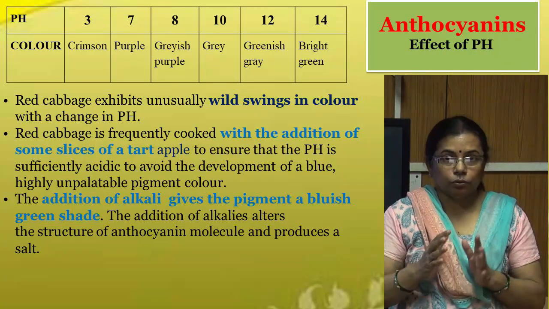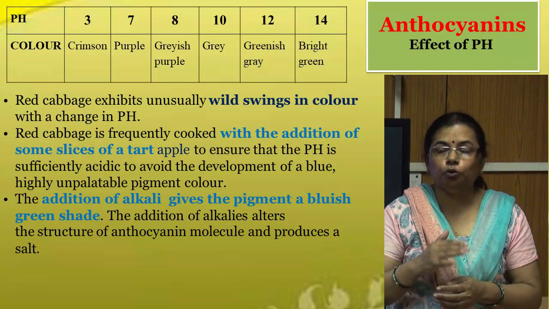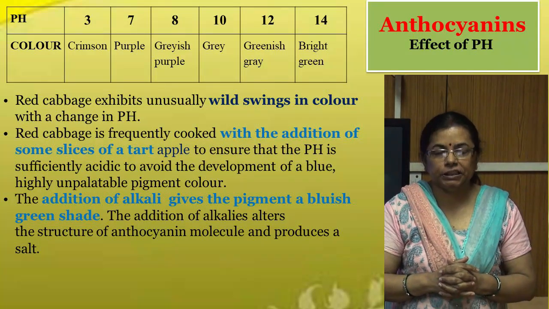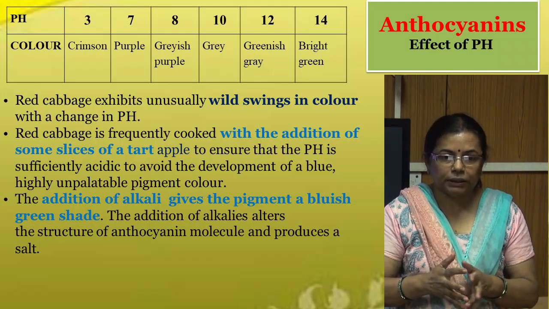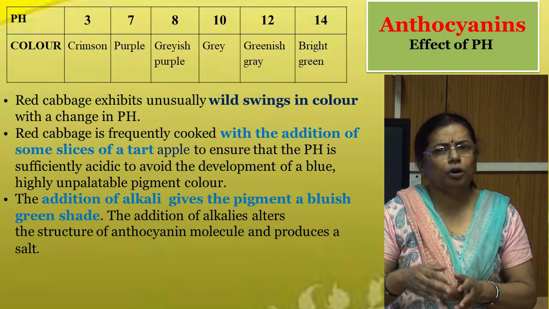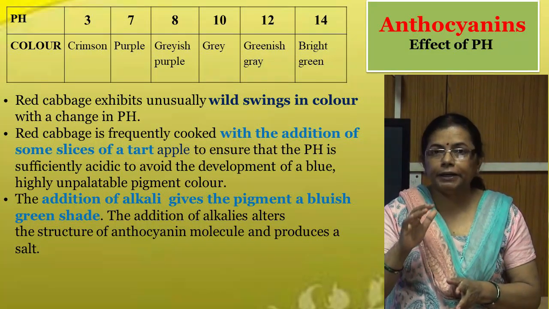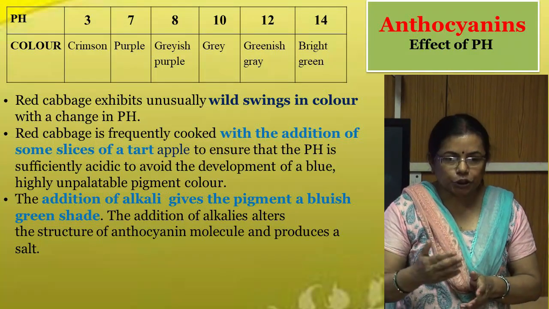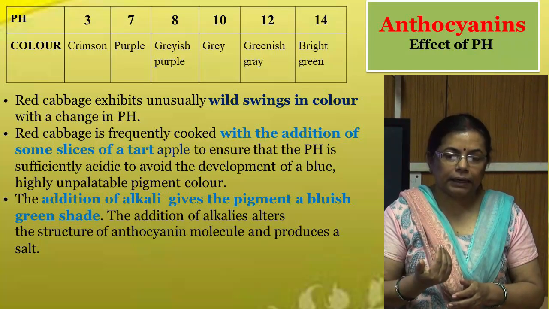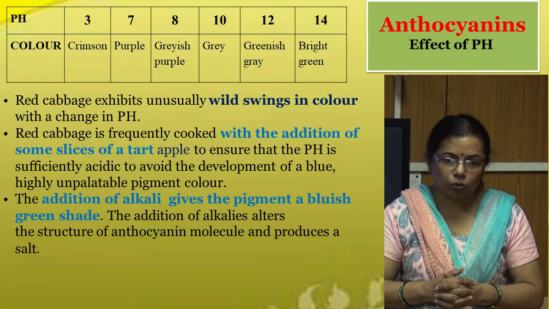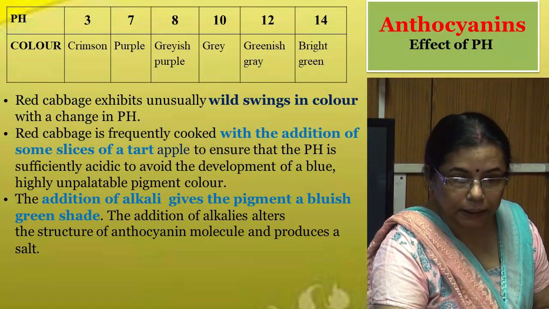Red cabbage, the color of red cabbage is due to anthocyanin, and it exhibits usually wild swing in color with a change in the pH. Therefore, red cabbage is frequently cooked with the addition of some slices of a tart apple or some other source of the acid to preserve the red color of the cabbage. The addition of the alkali gives the pigment a bluish green shade. The addition of alkali alters the structure of anthocyanin molecules and produces a salt, resulting in the loss of the color.